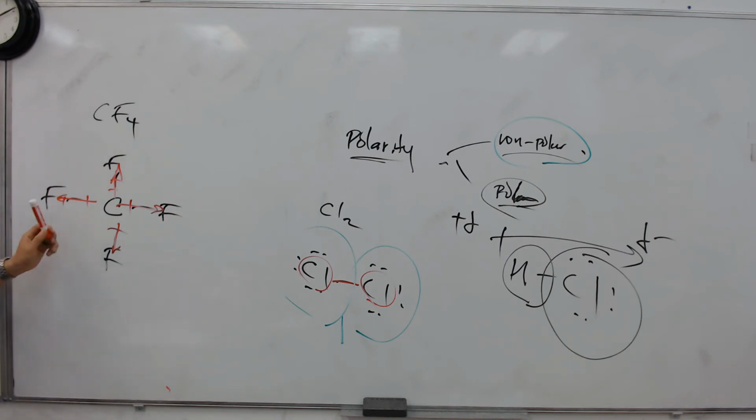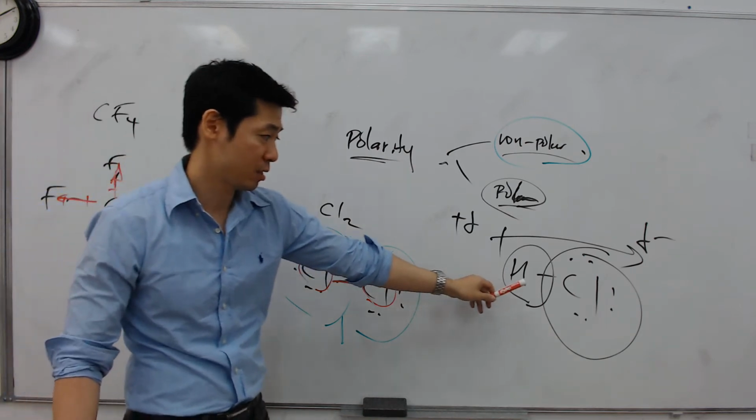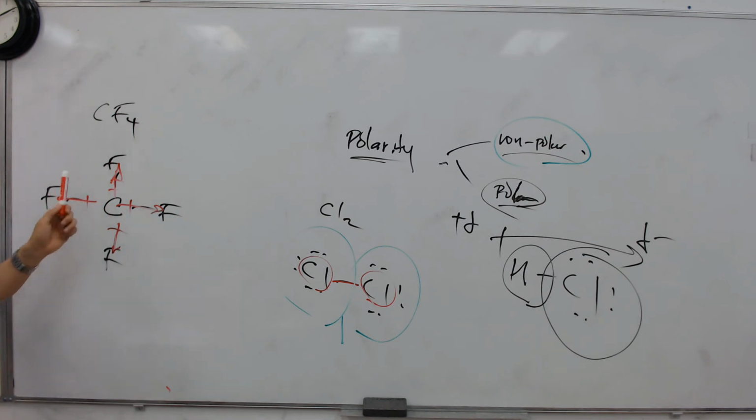This one has four polar covalent bonds, like this. Why is it a polar bond? Because they're different elements. But why is this molecule nonpolar? That's what they're going to ask you. What do you think, guys? Fluorine will pull the electron to itself, but due to what they call the symmetry of the molecule.